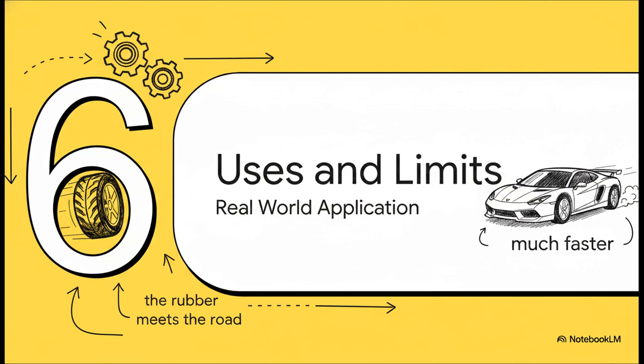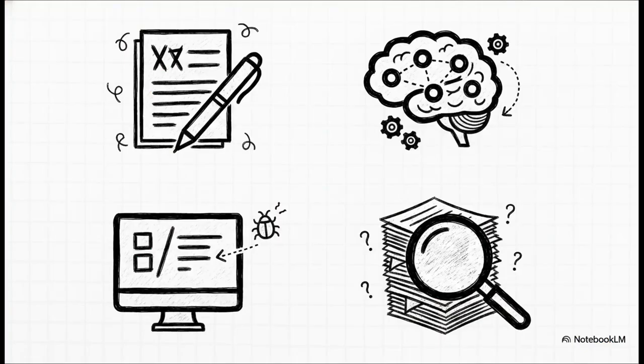This brings us to our final section, number 6, real-world use cases and limits. This is where the rubber meets the road. We want to show you how moving from a casual user to an informed practitioner unlocks massive professional value. So Claude's core capabilities handle writing, step-by-step reasoning, coding, and heavy document analysis.